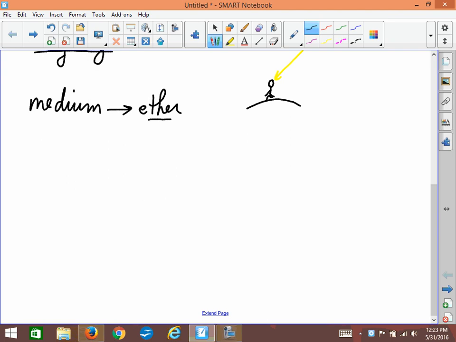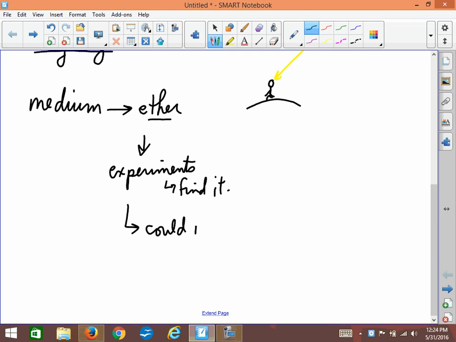So once they decided that this would be the medium for light, the next step was to do some experiments to prove it exists. We have to find it. It's one thing to say it. So in other words, we need experiments to try and find it or detect it. So they tried, and they tried, and they tried. And they tried. I feel like singing I Can't Get No Satisfaction. You don't know that song, so you don't get it. Some of you do. They could not detect the ether in any way.